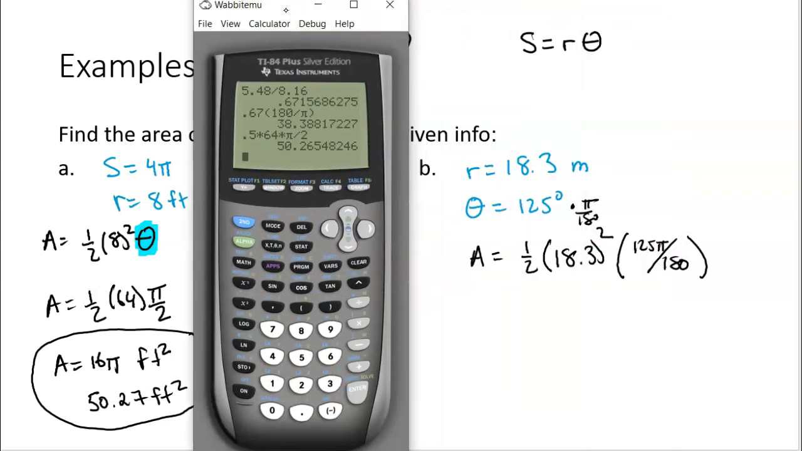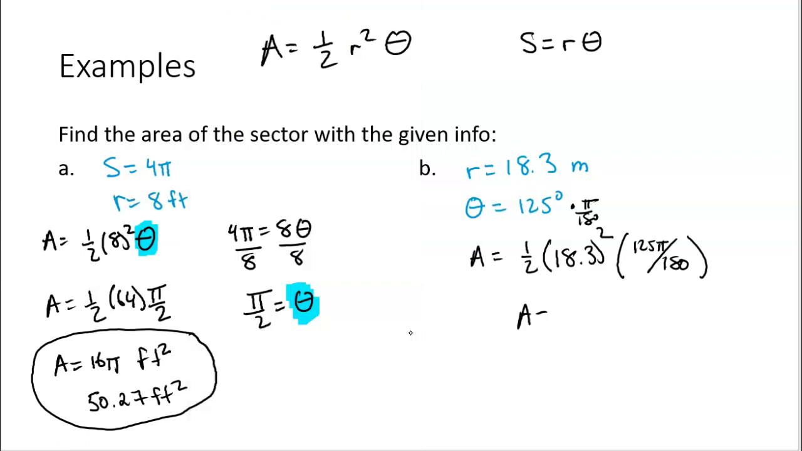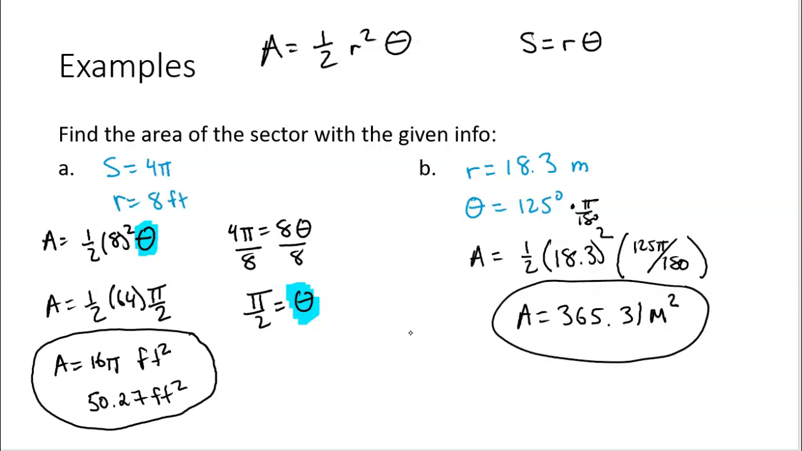So I'm going to multiply 0.5, and because I don't know what 18.3 squared is, I'm going to leave that there, and then multiply that by 125 pi over 180. This should give us 365.31. I said it was meters, so because it's area, I should say meters squared.